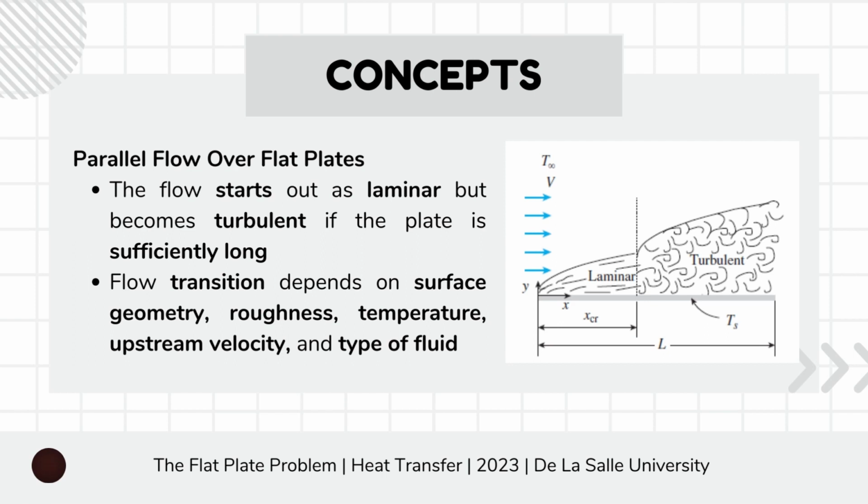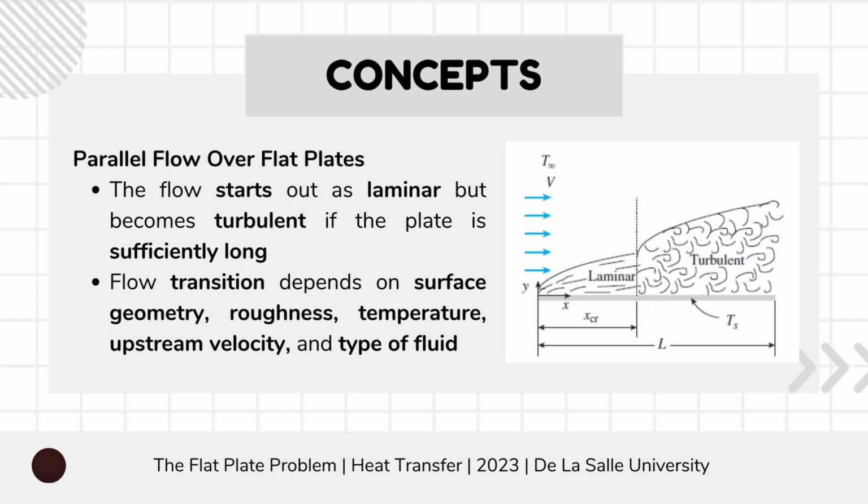Okay, so we now proceed to parallel flow over flat plates. The flow starts out laminar but becomes turbulent if the plate is sufficiently long. This is seen in the figure on the right, where the parallel flow of a fluid is over a flat plate of length L. The x-coordinate is measured from the source of the fluid to a point on the plate in the direction of flow.